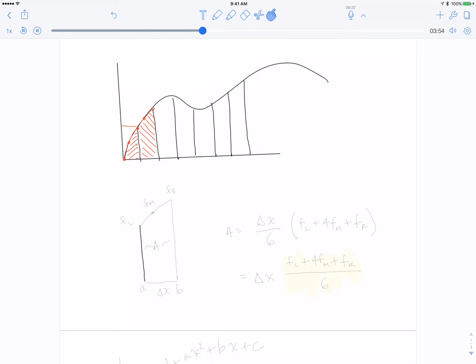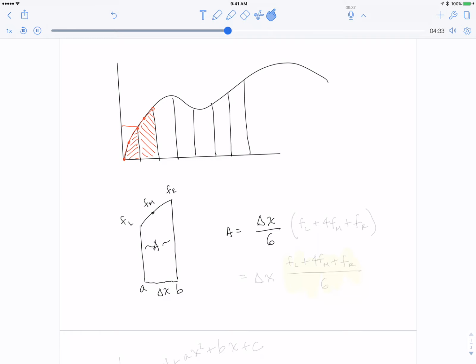So for any distance, let's call this from A to B, and let's call that delta x, where you're going to have the point right in the middle. I'm going to call it the function at the left, the function at the right, and the function in the middle. This area here, under the parabola, which is pretty close to the real area, the area according to Simpson's rule, is delta x over 6.